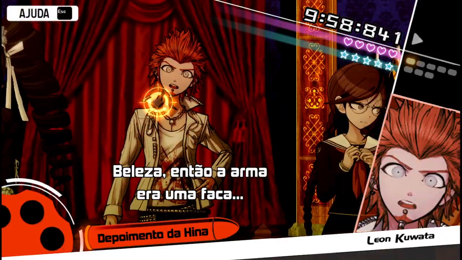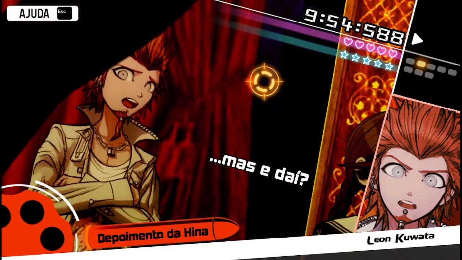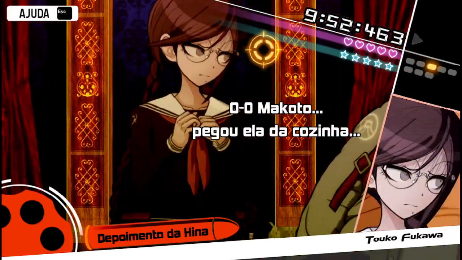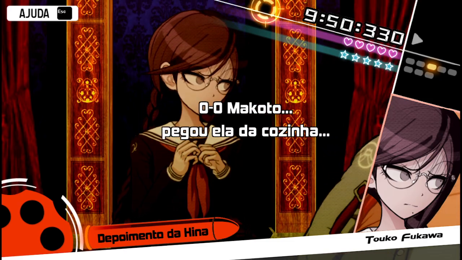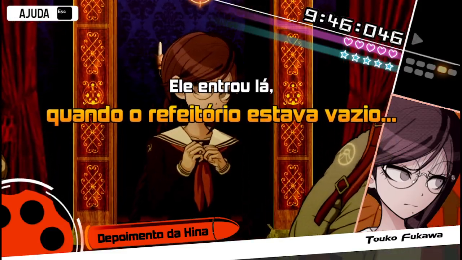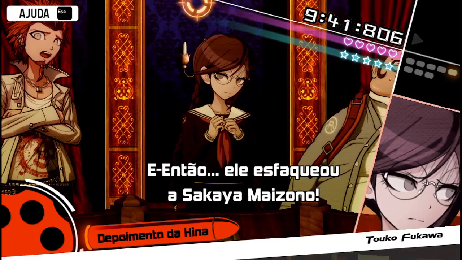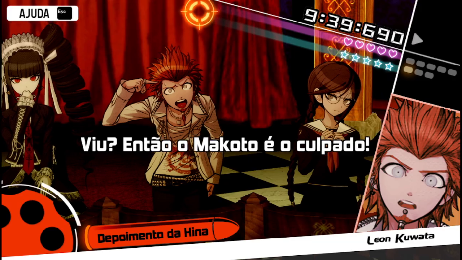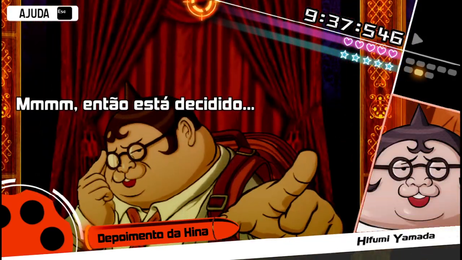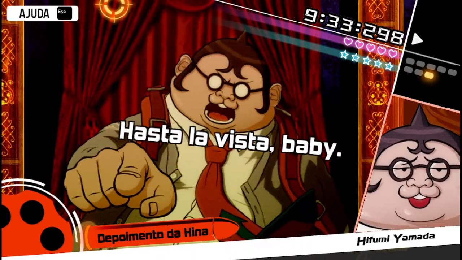So I guess there's no question that the kitchen knife was the murder weapon. But where does that get us? Makoto must have taken it from the kitchen, right? He did it in secret when nobody was in the dining hall. And then he went and stabbed Sayaka with it. So he really did do it. Yes, and it's been decided. We've reached the end.